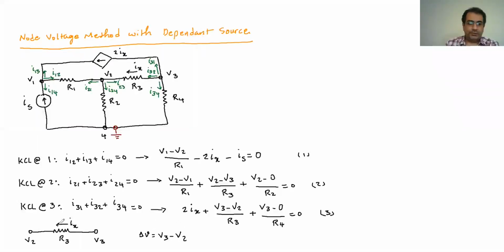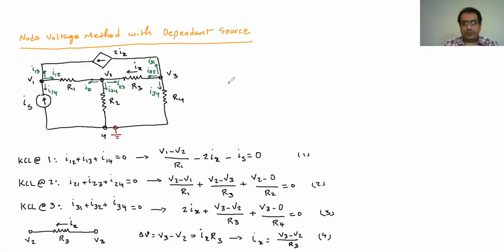So the delta V, or the difference of the voltage at the two ends of the resistor, is equal to IxR3, which is V3 minus V2. If I then find Ix as a result, it's going to be V3 minus V2 divided by R3. So this is going to be Ix, and it's going to be my fourth equation.